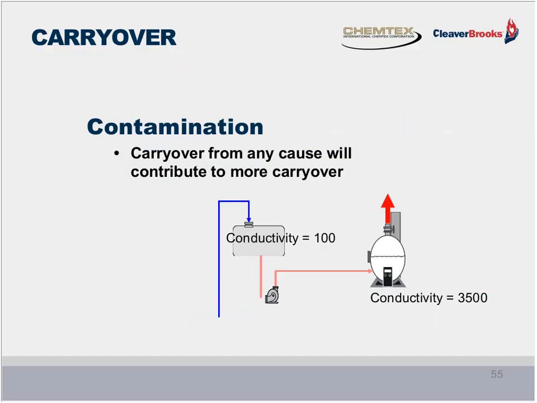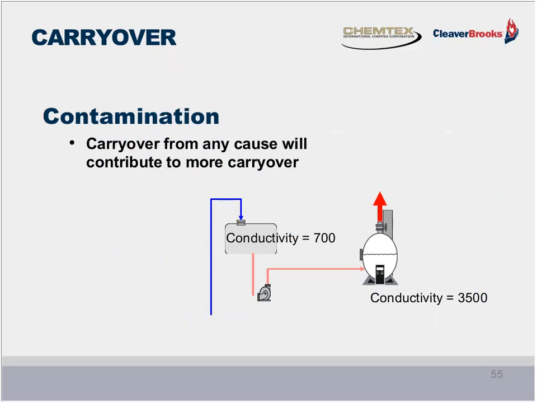And let's talk a little bit about contamination and carryover and how carryover will contribute to even more carryover. In this particular example, my feed water has a conductivity of 100 and my boiler has a conductivity of 3,500. I'm operating at 35 cycles of concentration. Now, when I have carryover, suddenly my feed water conductivity goes to 700. I've got minimal blowdown, about 3% going on in my boiler prior to this carryover.